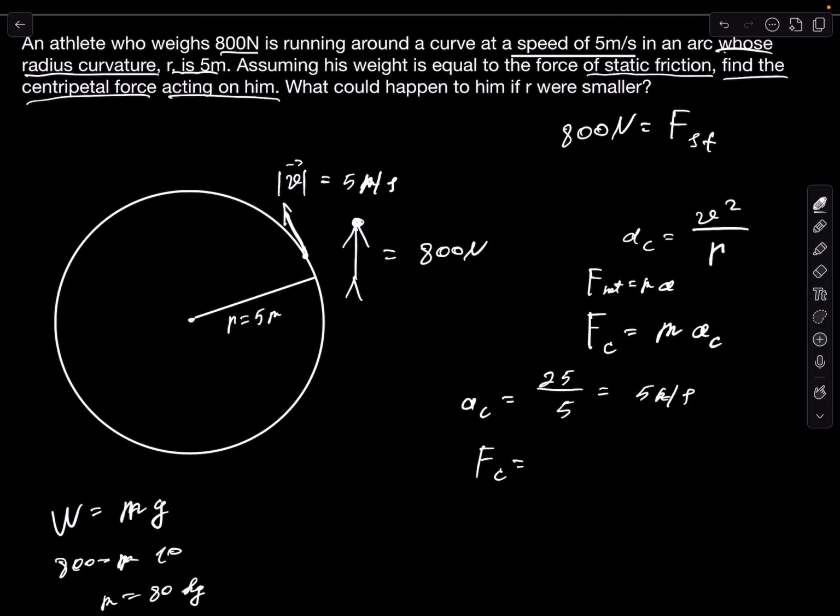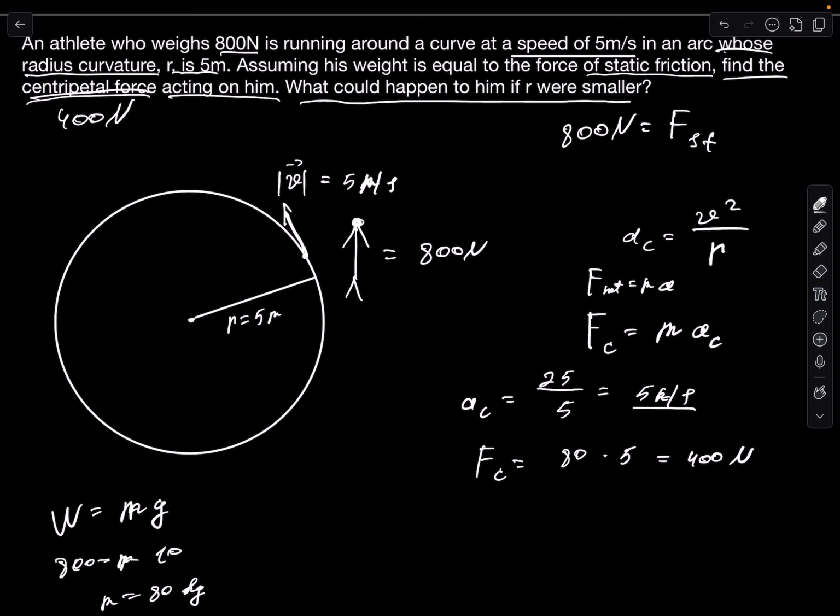80 kilograms. This means that the centripetal force is equal to 80 kilograms times 5 meters per second squared, which gives us 400 newtons. So the answer is centripetal force is 400 newtons.